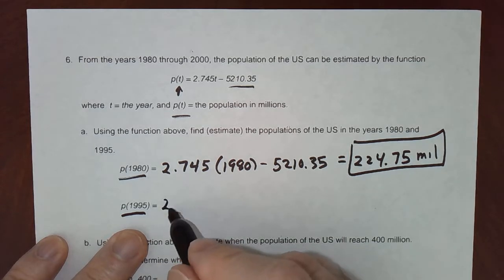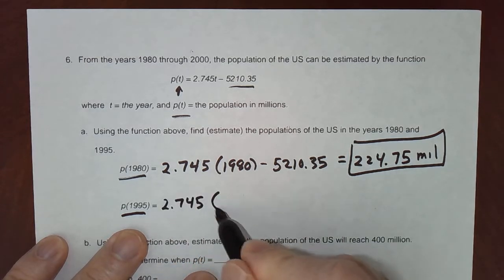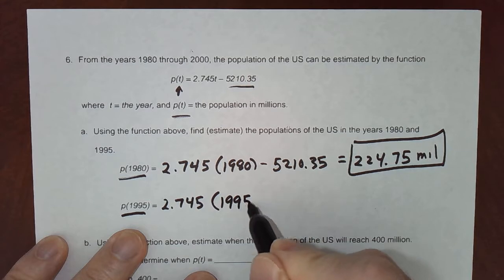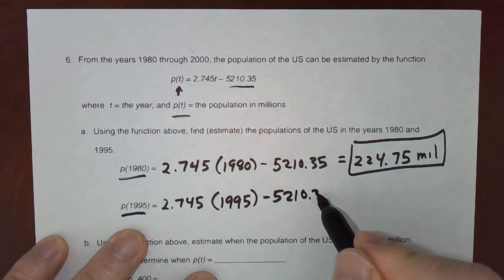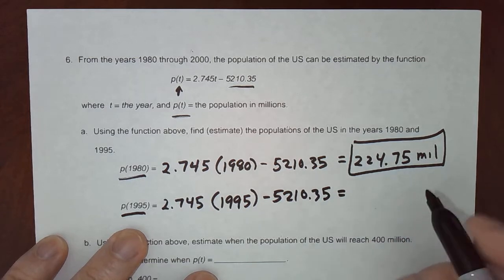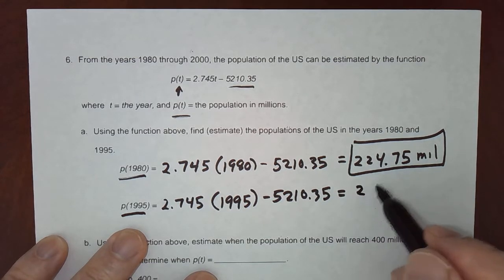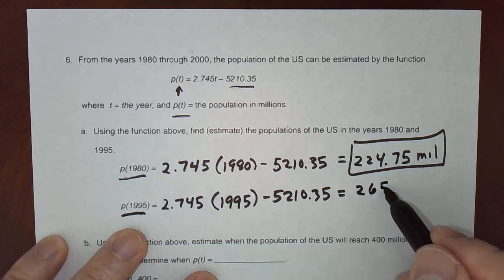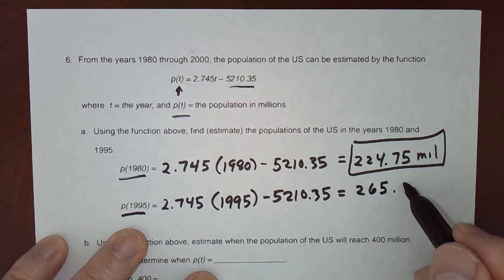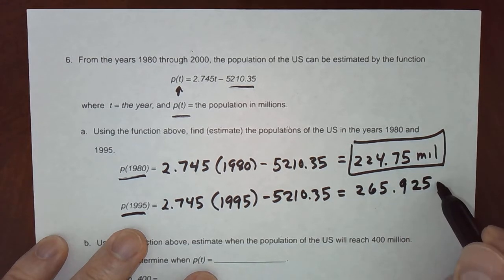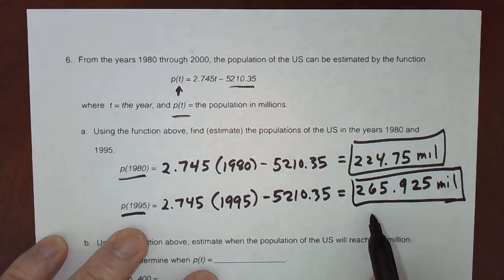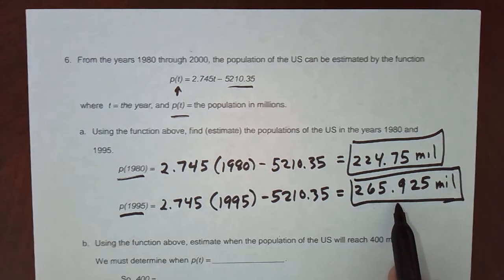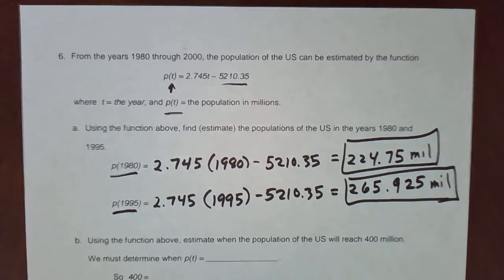And now we'll look at the population estimate for 1995. We would get 2.745 times 1995, the time, the year, minus 5210.35. And if you plug that into the calculator, you'll get 265.925 million. That's the answer. So just about 266 million, nearly.